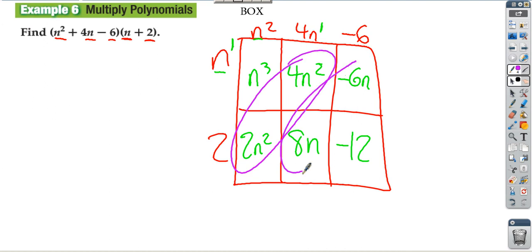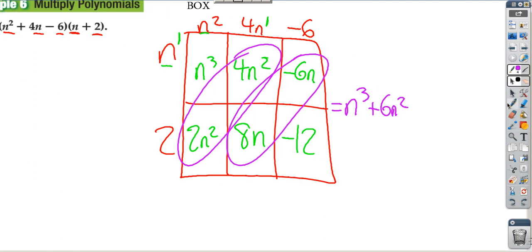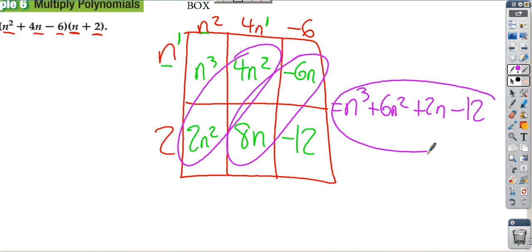so those are like terms and so are those. N cubed doesn't have a like term, so it's just n cubed. 4n squared plus 2n squared is 6n squared. 8n minus 6n is plus 2n. And then finally, minus 12 is just minus 12. And that is your simplified answer. So that's 5.1, which is adding, subtracting, multiplying polynomials. In the next video, 5.2, we'll talk about how to divide them.